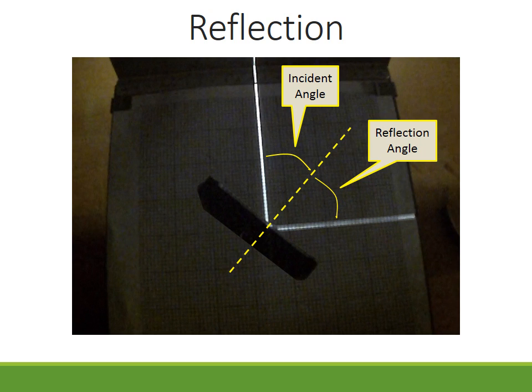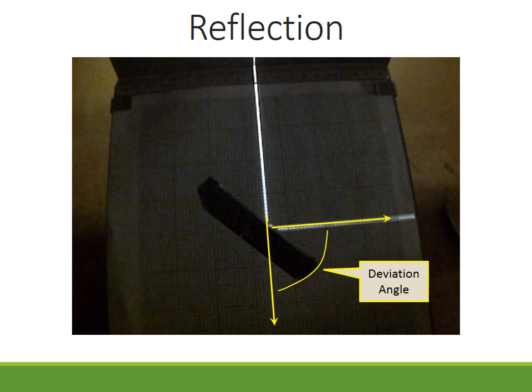And again, they're equal. So for every degree of rotation of the mirror, we had 2 degrees of change of direction of the rays because the incident and reflected angles are equal. We can also talk about a deviation angle, which is the angle between the original incoming direction and the final outgoing direction.